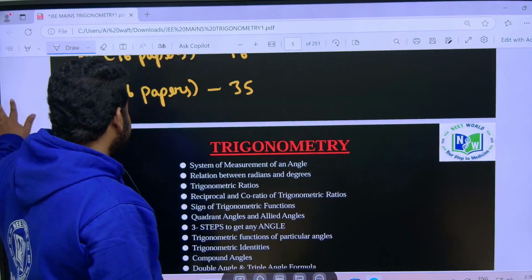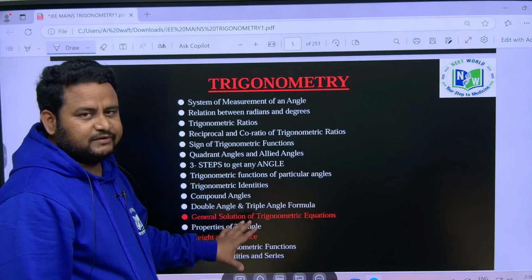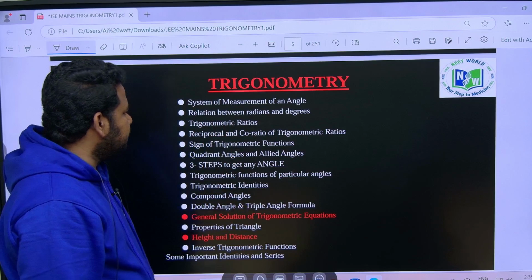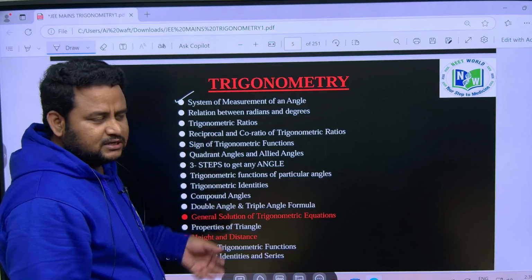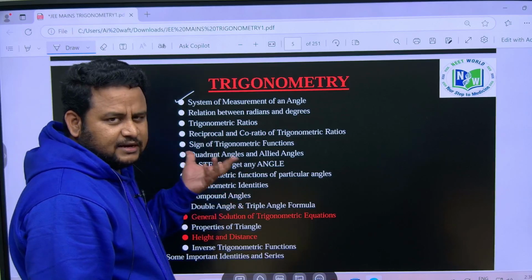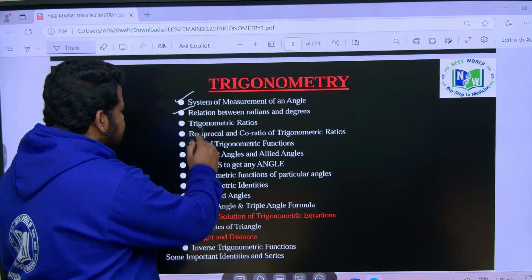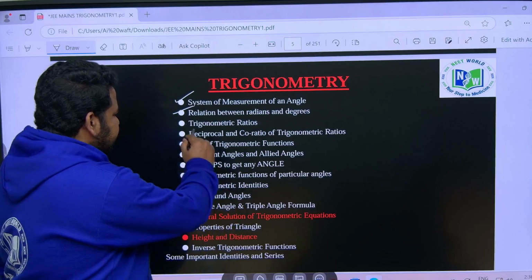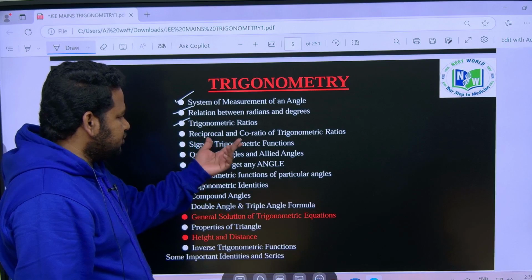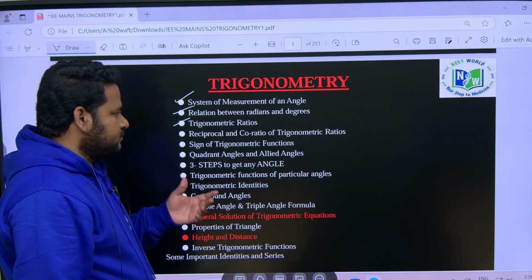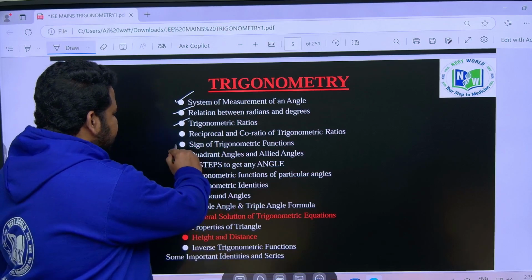Now let us look at the trigonometry syllabus. We are talking only about trigonometry, not about inverse. First thing is the system of measurement of angles, that is called the circular system. That is, you measure using radians or degrees. Then the relation between radians and degrees, trigonometric ratios. Then the reciprocal and co-ratios of trigonometric ratios, what the reciprocals and co-ratios are for trigonometric ratios.